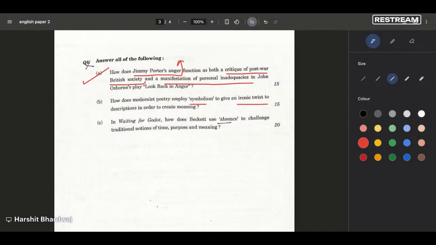When you are looking at modern poetry and irony and trying to arrive at a meaning, there is nothing better than The Love Song of J. Alfred Prufrock. The entire character is embroiled in irony.